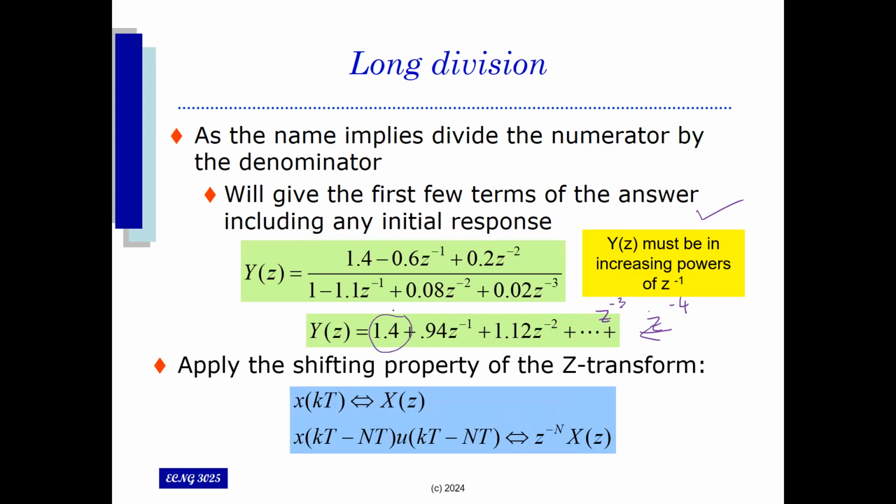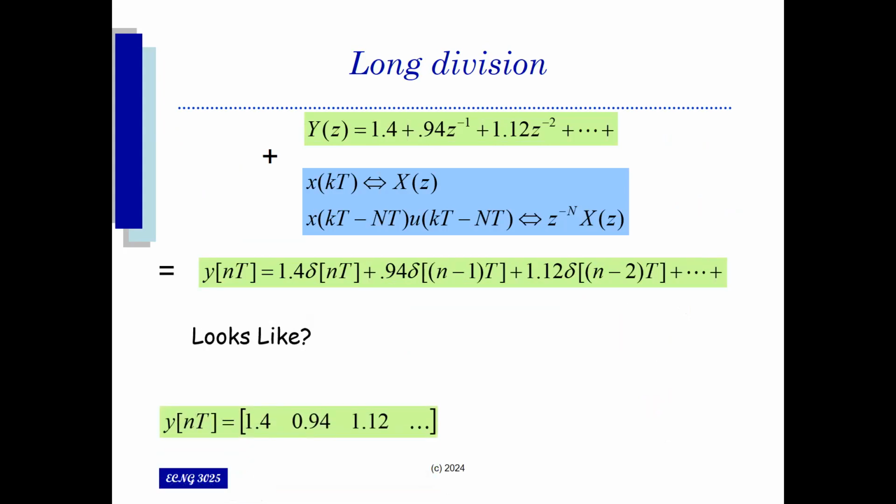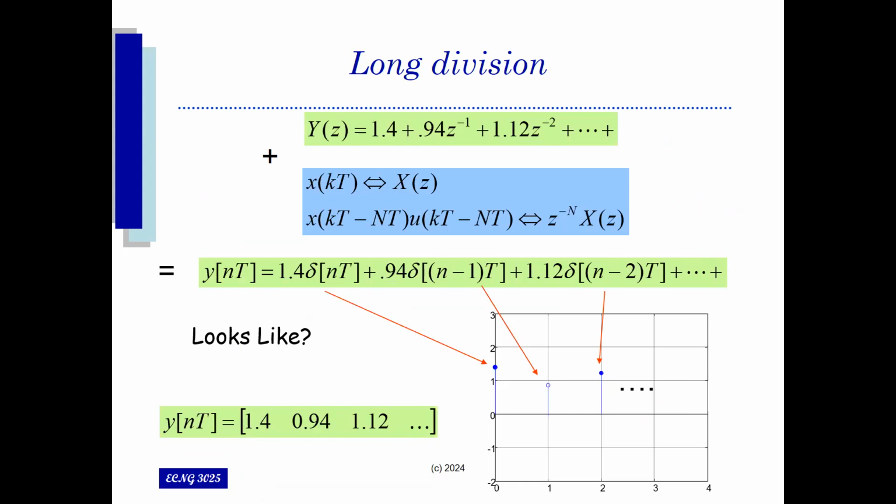So the first value is 1.4, the next value of y(nT) is simply reading off the values here. So the y(nT), right? The first value would be 1.4, the second value 0.94, the next value 1.1, and so on. Why is this important? It may be that you have some discrete time system.